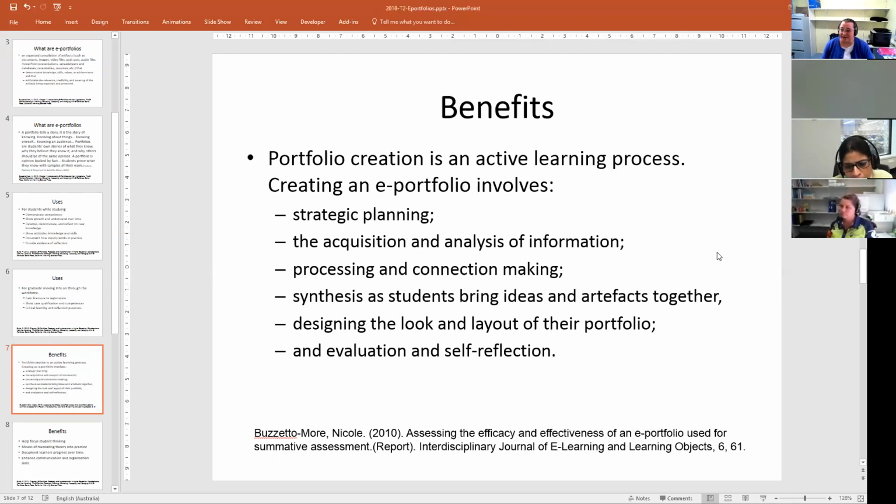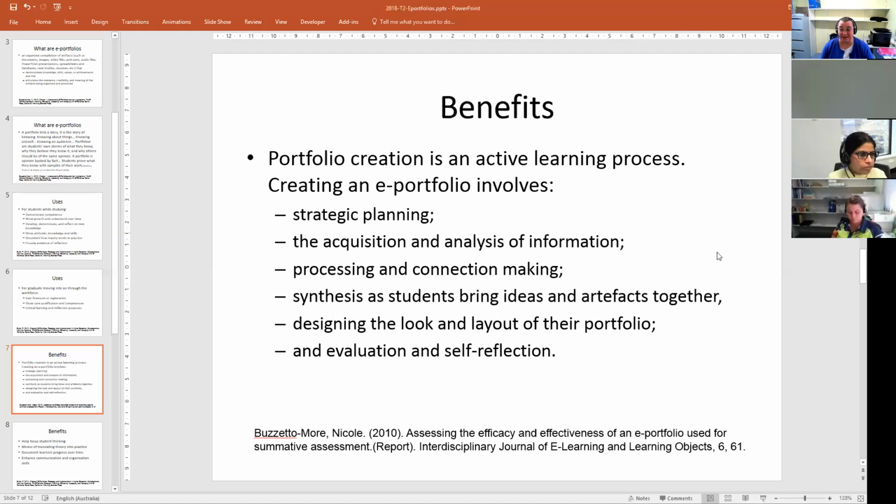So benefits. Creating a portfolio is an active learning process. You're always going to be learning, you're always going to be adding to it. So creating a portfolio, from our students' perspective, we should see them starting to be strategic planners. As in, we've got all this evidence or these artefacts, how are we going to pull all these together to show this particular audience, say our future employer, as opposed to a current employer who's looking at our career growth. So they're beginning to start those strategic planning skills.